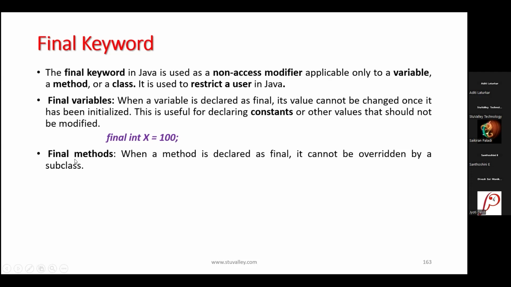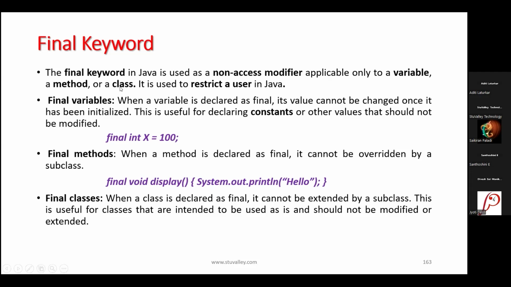Second, we can apply final keyword to the methods. When we declare a method as final, that method cannot be overridden. So basically, it is used for restricting the overriding part. The syntax is like final keyword with the method definition. Okay. If we are defining this method as final, this cannot be overridden in the child class.